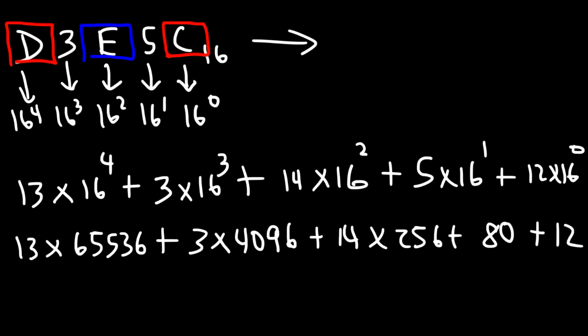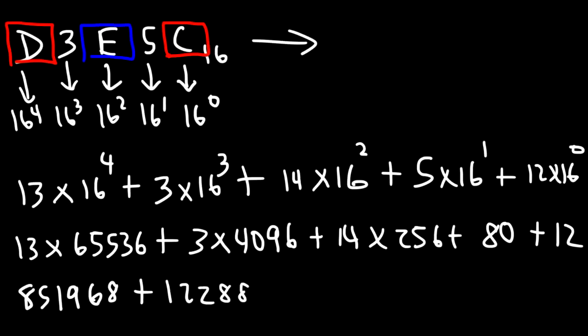Now let's multiply 65,536 by 13. And so that's going to be 851,968. And then it's 3 times 4,096, which is 12,288. And then we have 14 times 256. So that's 3,584. And then 80 plus 12 is 92.